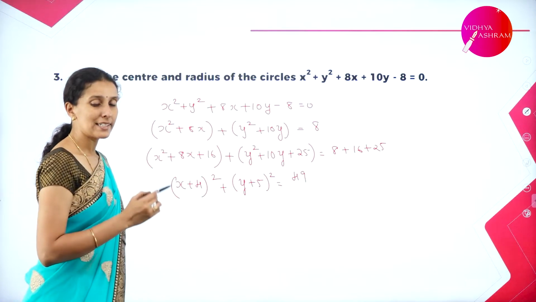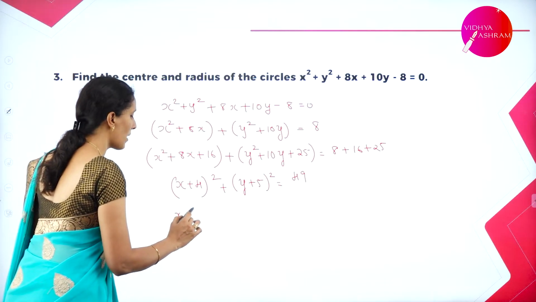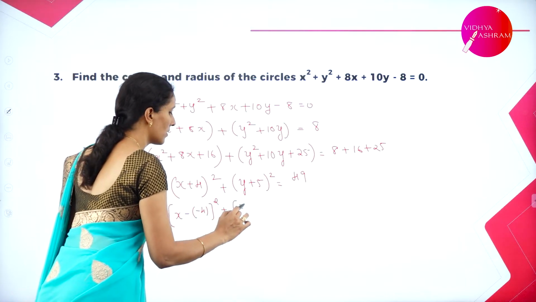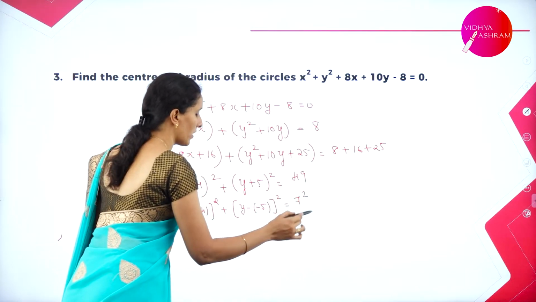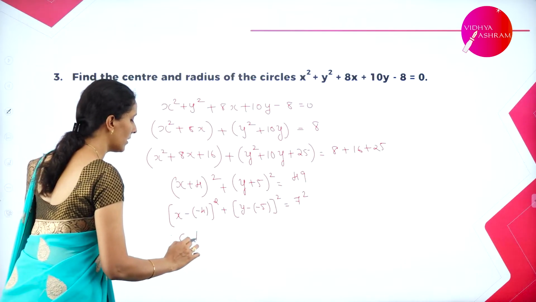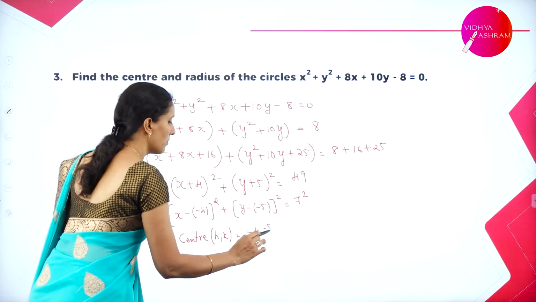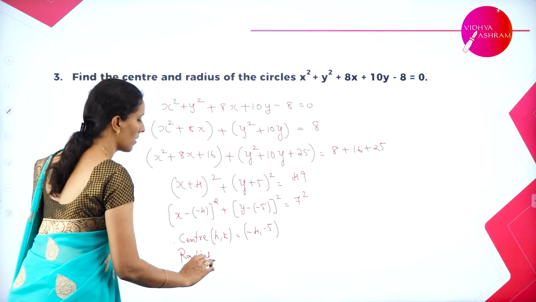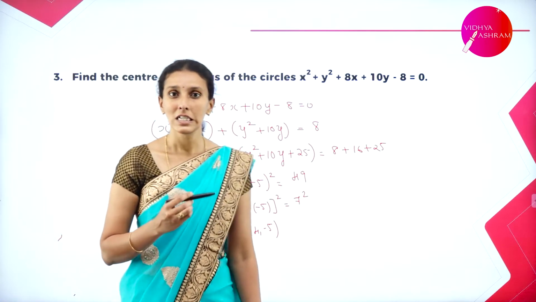So the general formula is (x minus h) whole square plus (y minus k) whole square. So this can be written as (x minus minus 4) whole square plus (y minus minus 5) whole square is equal to 7 square. Now you can compare this with the general equation. So therefore the center (h, k) here is (minus 4, minus 5), and the radius r is equal to 7. So this is the center and radius of the given circle.